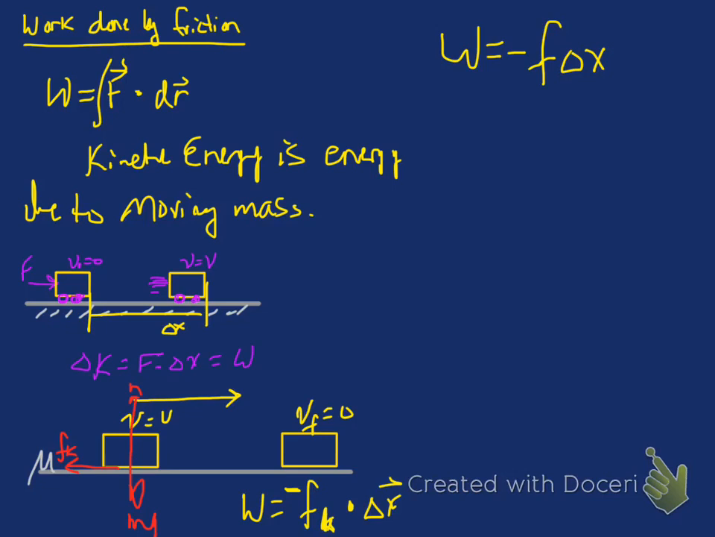And if it comes to a stop, which should make sense, if we take all of the kinetic energy away, then the work done by friction on the object would be negative. So that's really what we boil down to with friction. However, friction can also do positive work.